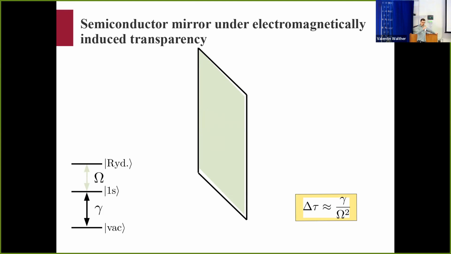In which, and at that time span, it acquires some part of the matter excitation, and then it gets released again and transmitted through the mirror. And you can actually show that the time the photon spends in the mirror is exactly given by gamma over omega squared. So it's a controlled time scale.